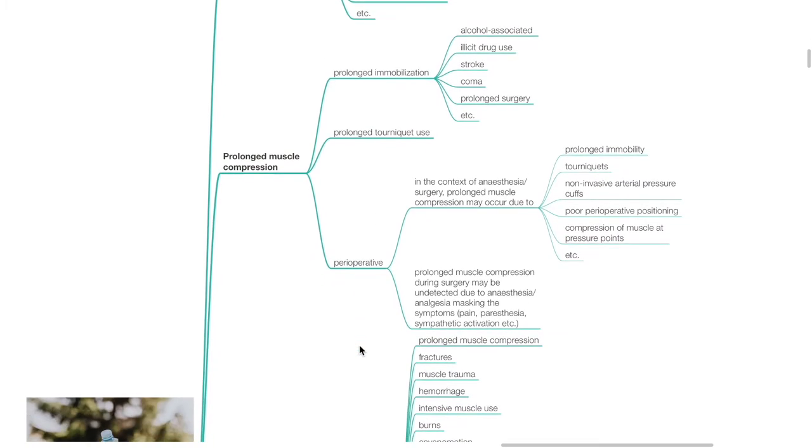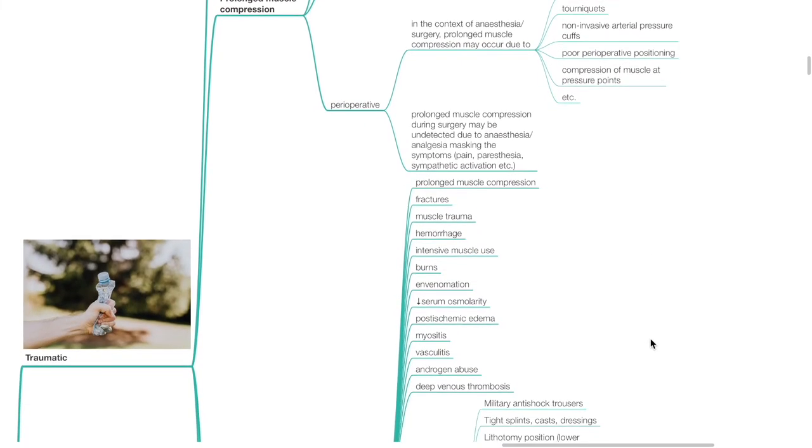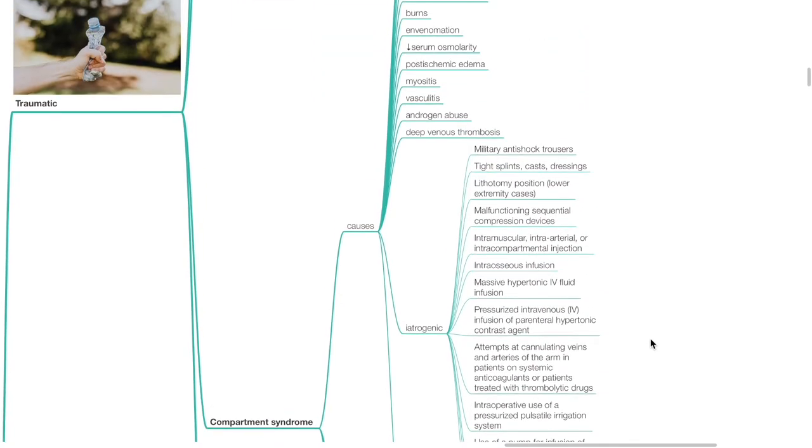In the context of anaesthesia or surgery, prolonged muscle compression can occur due to prolonged immobility, tourniquets, non-invasive arterial pressure cuffs, poor perioperative positioning, compression of muscle at pressure points, etc. Prolonged muscle compression during surgery may be undetected due to anesthesia or analgesia, which masks the symptoms of pain, paresthesia, and sympathetic activation. Compartment syndrome.